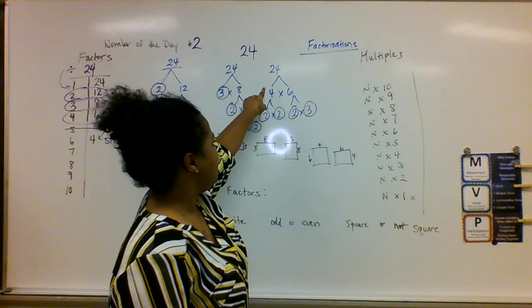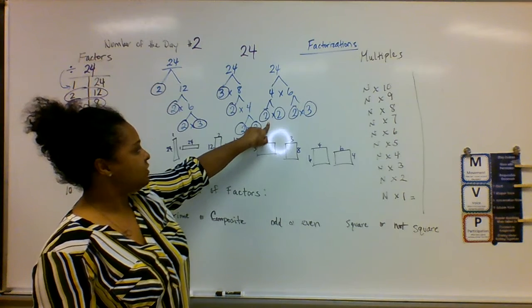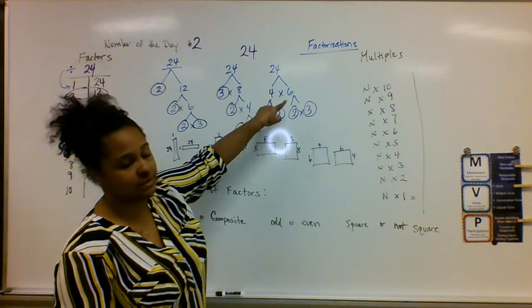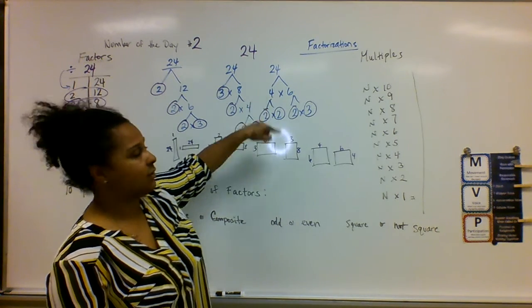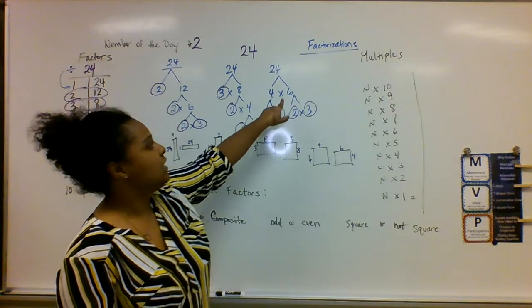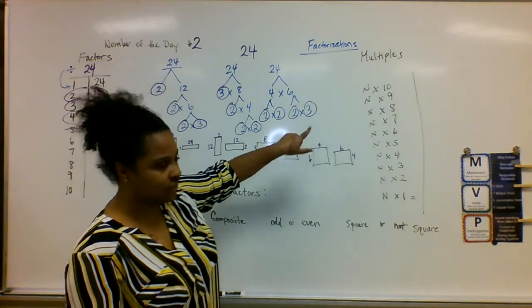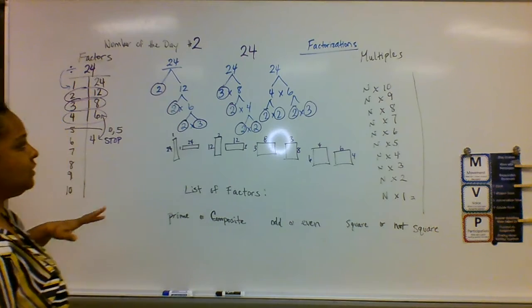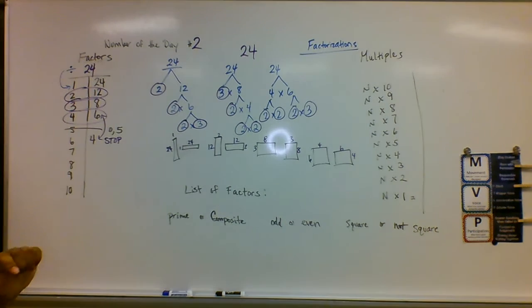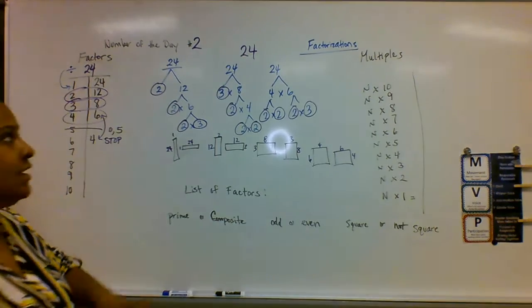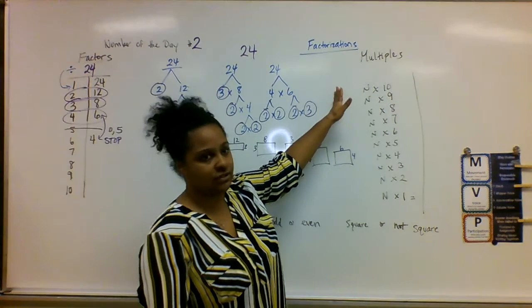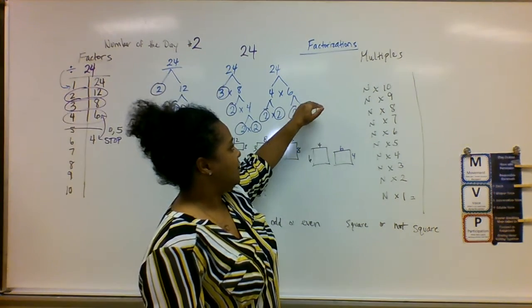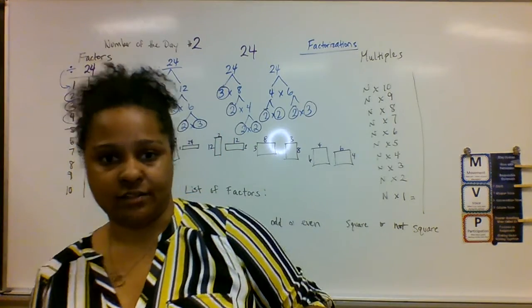If you start with 4 times 6, neither one is prime. So you have to break down the 4 to 2 times 2. You have to break down the 6 to 2 times 3. And all the 2s and 3s are prime numbers. So this is the prime factorization. Now what I want you to do is list all the factorizations and then tell me what the prime factorization is.